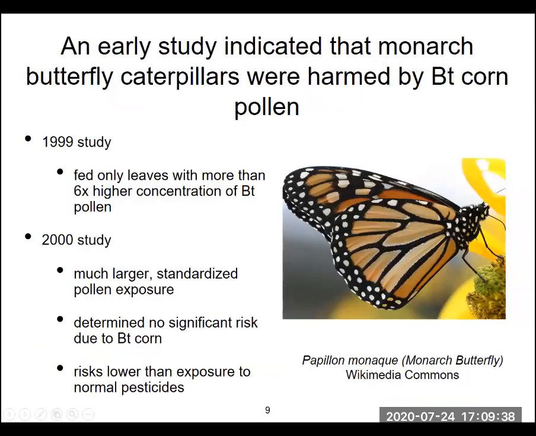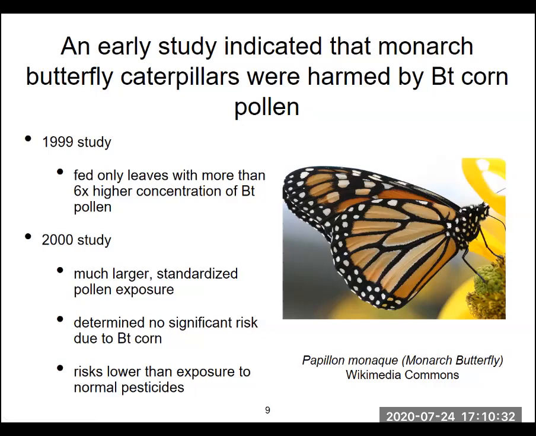Now, the problem is an early study indicated that monarch butterfly caterpillars were also harmed by BT corn pollen. A 1999 study basically took BT corn and fed the BT corn leaves to butterfly caterpillars at a concentration about six times higher than what they're going to find out in nature. And at six times higher, it was causing death of the monarch butterfly caterpillars. A follow-up study in 2000 was much larger, using a more normal concentration of the BT that was present, and found that there was no significant risk to the corn. And it actually indicated that the risks were lower than exposure to normal pesticides that were being used for treatment.